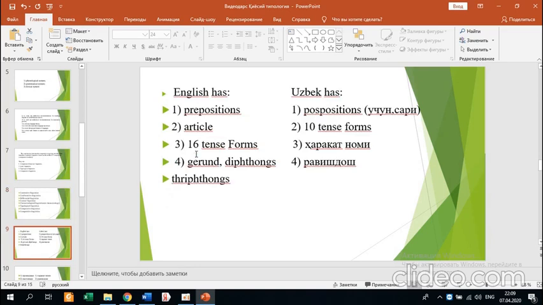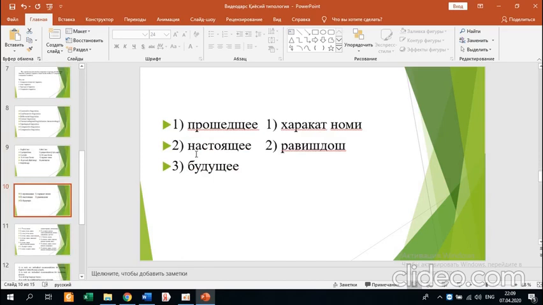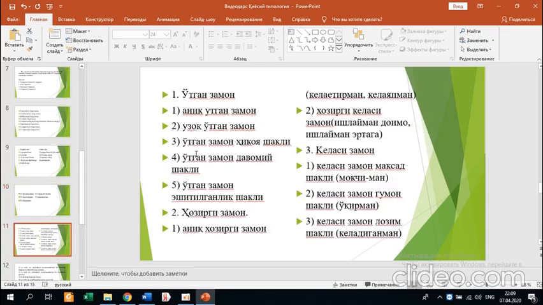For example, English has prepositions, article, 16 tense forms, gerund, diphthongs, prefix, whereas Uzbek has postpositions like uchun, sari, 10 tense forms, harakatnoma, ravishdosh. There are 3 main tenses in Russian and 2 different finite forms: прошедшее, настоящее, будущее времени, и harakatnoma, ravishdosh. So there are 10 tenses in all in Uzbek.